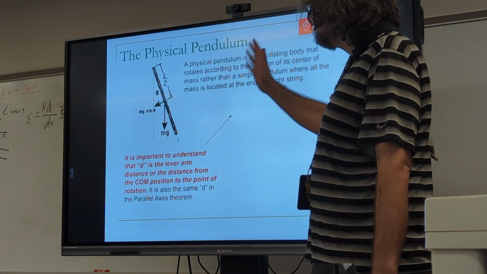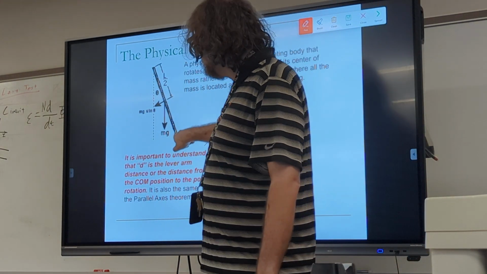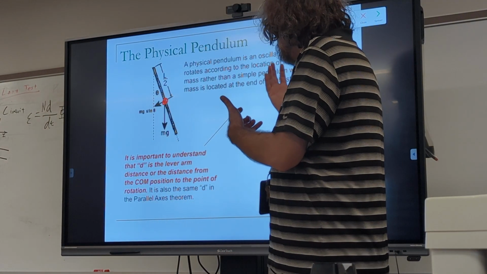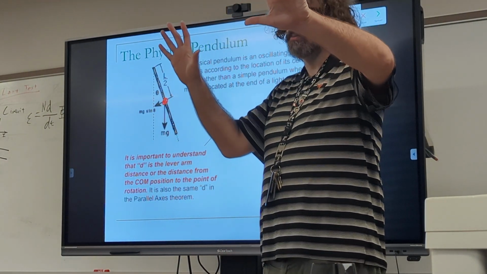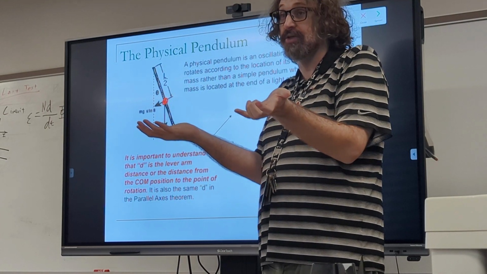Okay. Basically, in a physical pendulum, the center of mass is not located at the center. It's located somewhere up here, right? So, I'm going to go ahead and do the small angle approximation already. Is everyone okay with that? Because we'd have to do the same thing with the small angle.